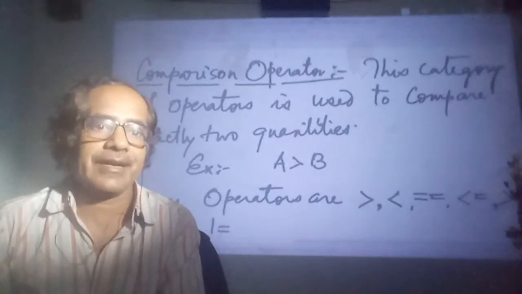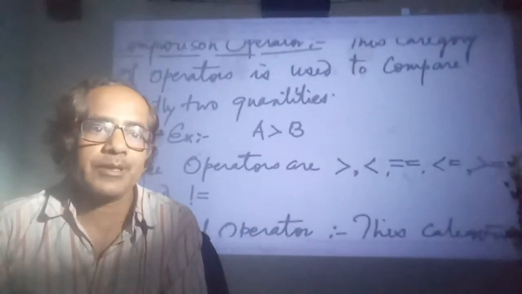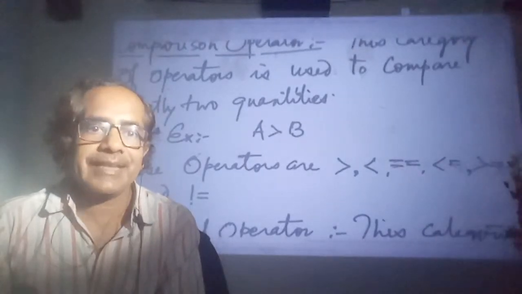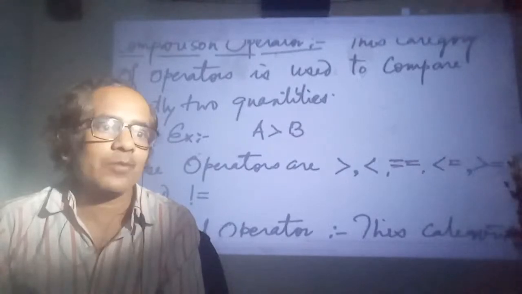And then I told about the comparison operator, that in this category of operators used to compare two quantities like greater than, less than, equal to. I told that equal to is mentioned with the help of 2 equal to symbols, then less than equal to, greater than equal to, and not equal to.